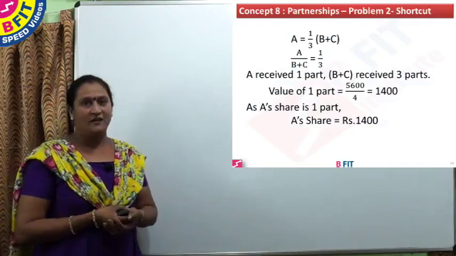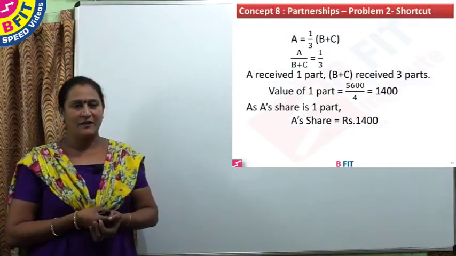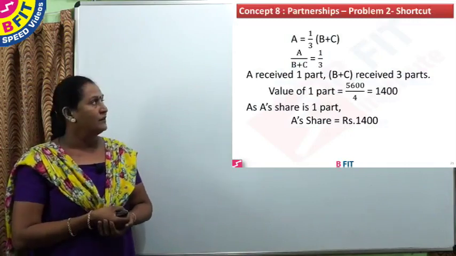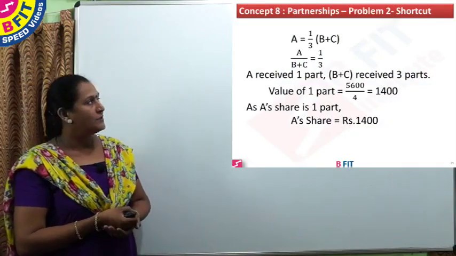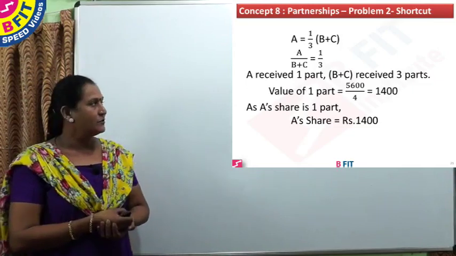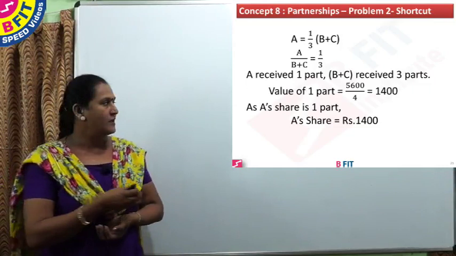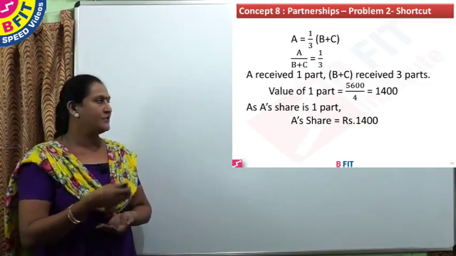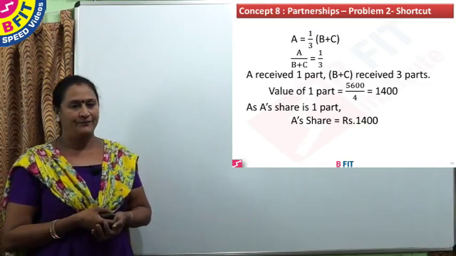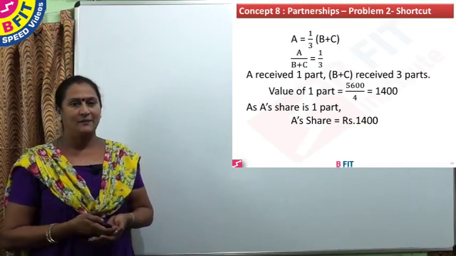And here the shortcut is, instead of solving all the three equations, with the second equation we have got that A gets 1/3 of what B and C get. So dividing the total into 4 parts, one part value is got, A has received only one part, so A's share is 1400. So we'll see another example.